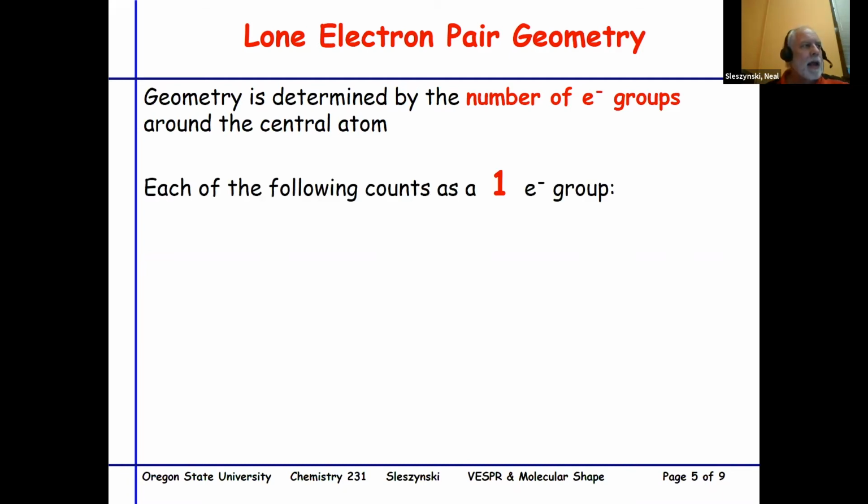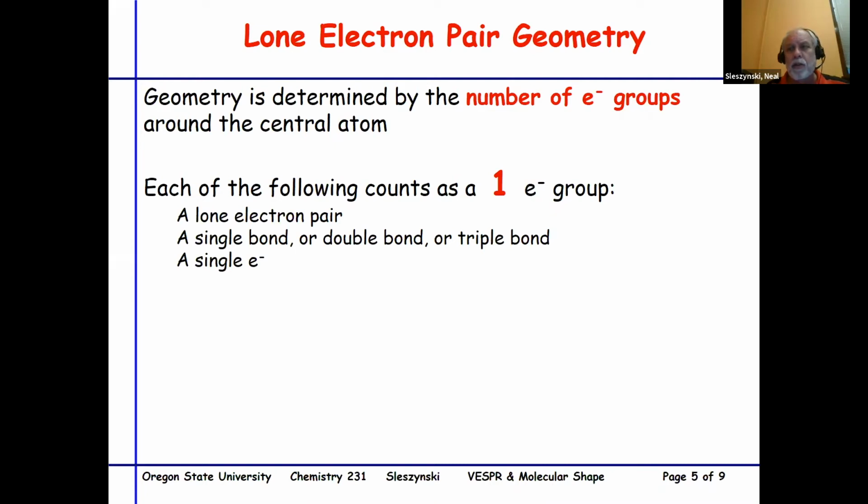Well, let's go ahead and count those electron groups. Each of the following counts as 1 electron group. A single lone pair of electrons, a single bond or triple bond or double bond counts as 1 repelling electron group. Even a single electron, a class of molecules that we've learned to call free radicals, a single electron also counts as a repelling group.